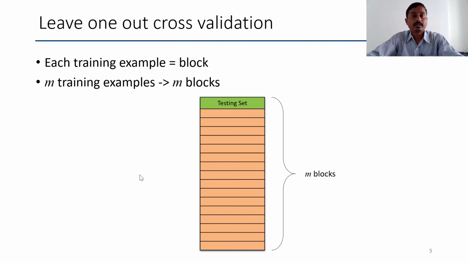In one particular case, when we treat each training example as a block, that cross validation is known as leave one out cross validation. So we will have m blocks for the m training examples.